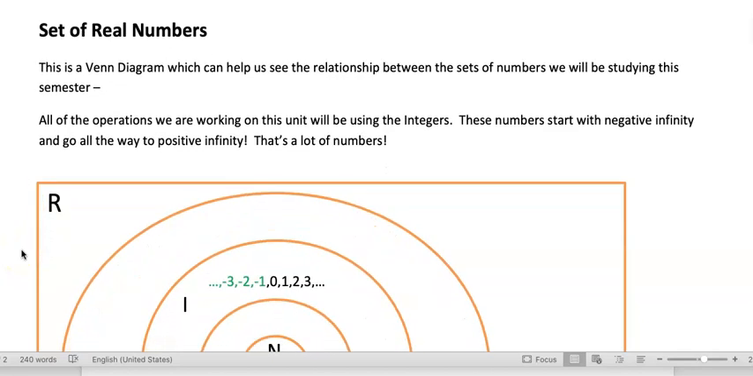I'm here to tell you more about the set of real numbers. So we've already talked about the natural numbers and the whole numbers. If you remember, the natural numbers are when we went outside to count trees and we went 1, 2, 3 and counted as many trees as we saw.